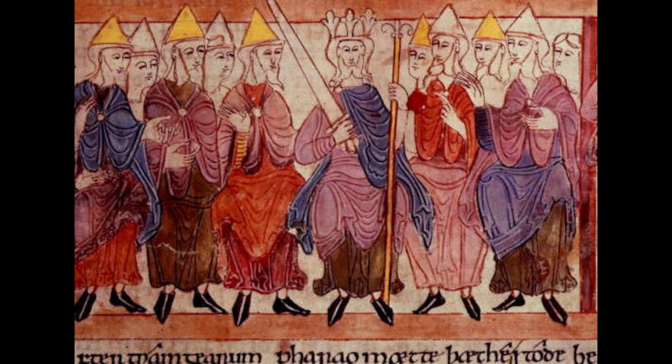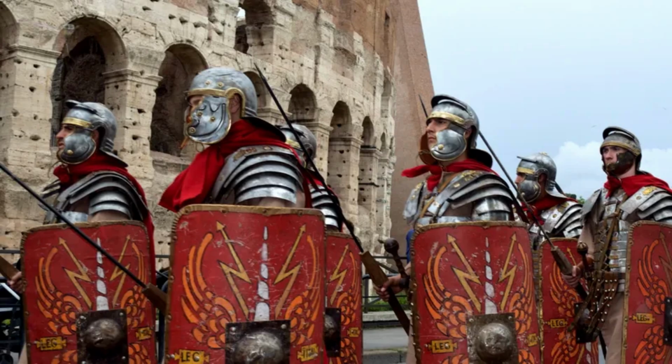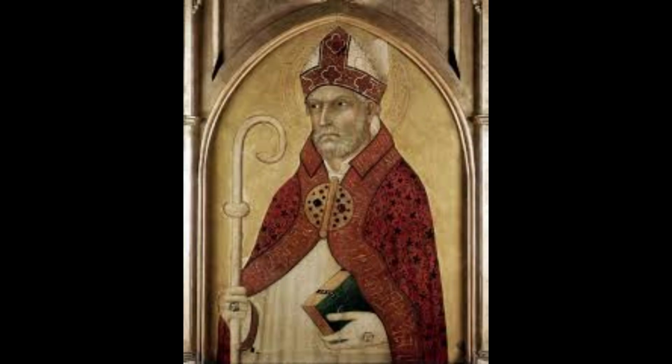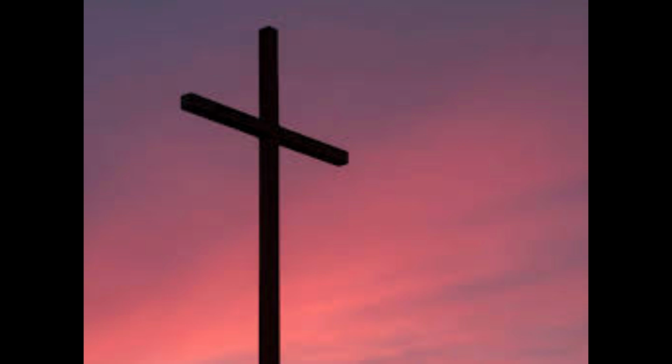Now, in 410, the Anglo-Saxons turned up after the Romans withdrew. They turned up and started doing whatever. Now, at this time, England was divided into 7 kingdoms, which were Northumbria, Mercia, Wessex, East Anglia, Essex, Kent, and Sussex. And then in 597, St. Augustine's mission happened, and that just started Christianity in England.